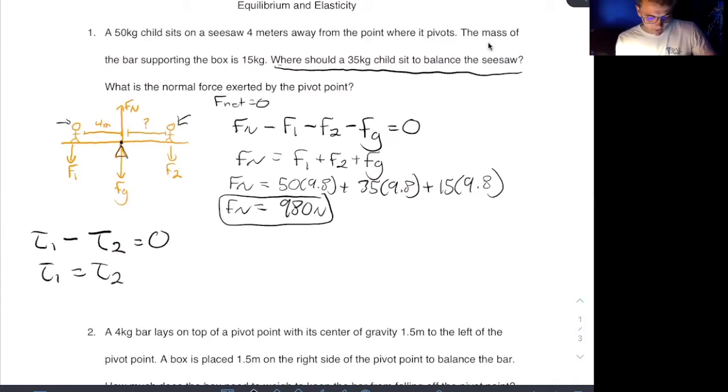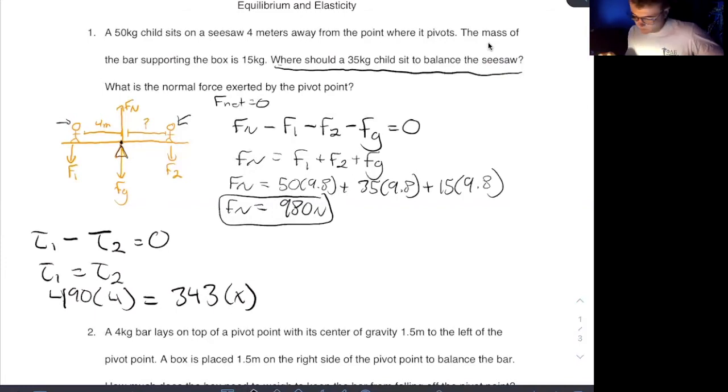Then we can find these torques. So 50 times 9.8 is the force of the first guy. So 490, and he is 4 meters from the center, right? So that's how you get the torque for the first child. And the second child weighs 35 times 9.8. So this is the force they are exerting, and we don't know how far it is yet, right?